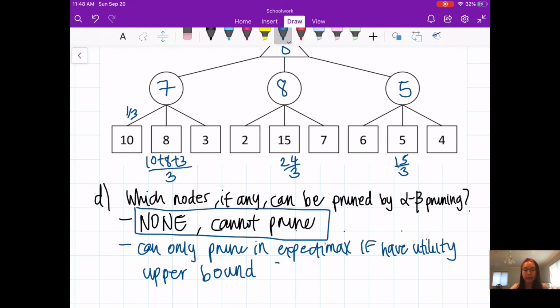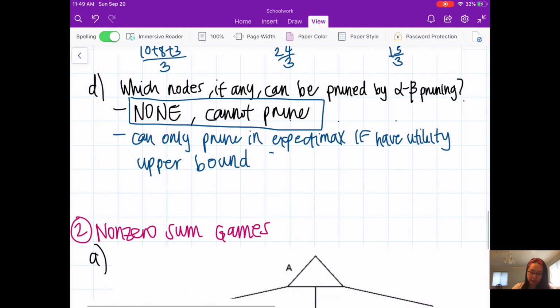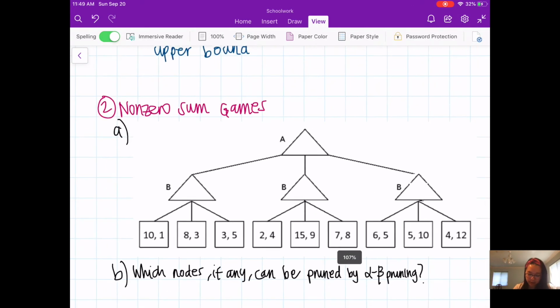Cool. So now we are done with problem 1, and then let's move on to problem 2, which deals with non-zero sum games.